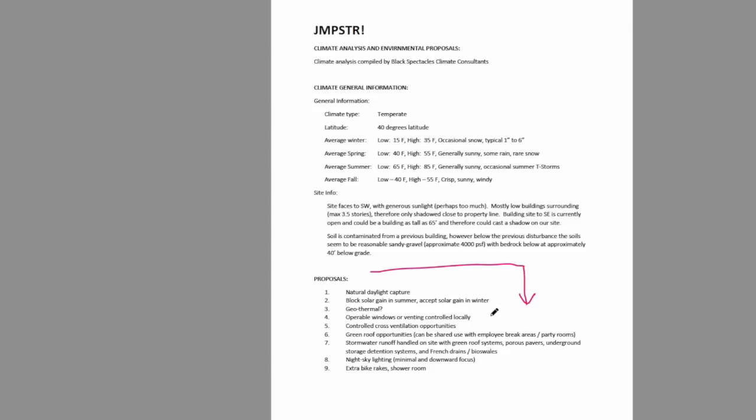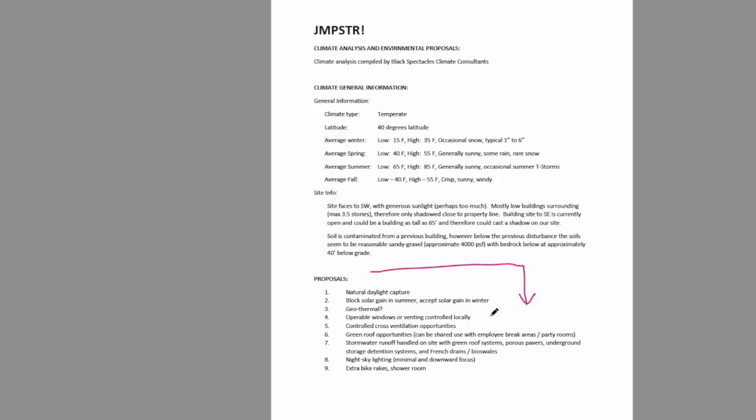Controlled cross ventilation opportunities. If you look elsewhere, there's a discussion about the idea of courtyard spaces so that you could start getting convective currents in controlled spaces. Green roof opportunities, maybe that could be shared as employee break areas. Stormwater runoff handled in a number of different ways: green roofs, porous pavers, underground storage detention systems, and French drain/bioswales.